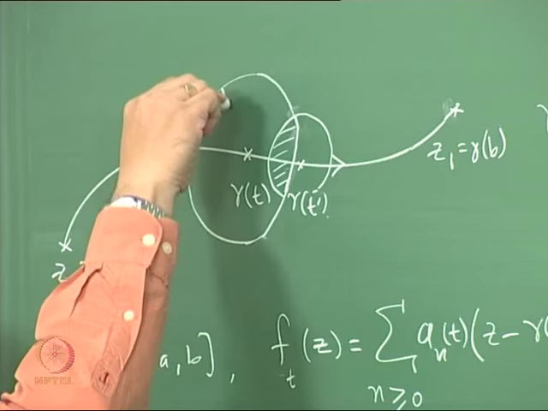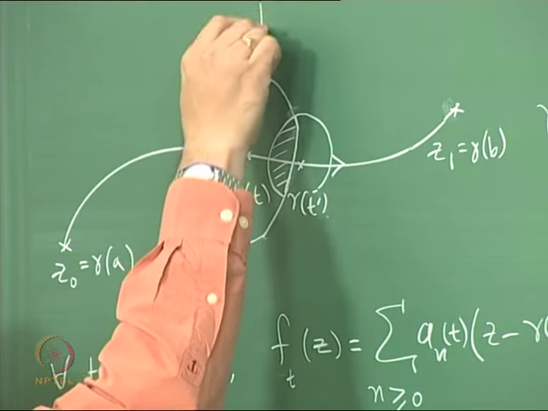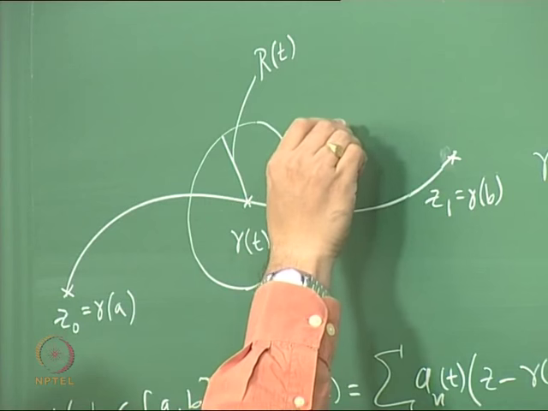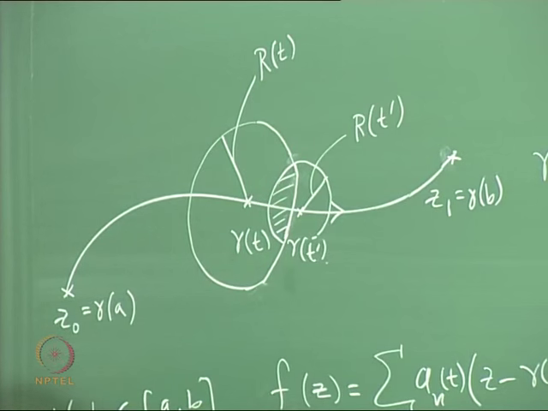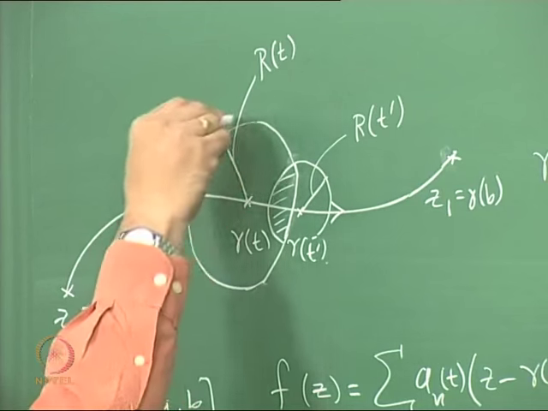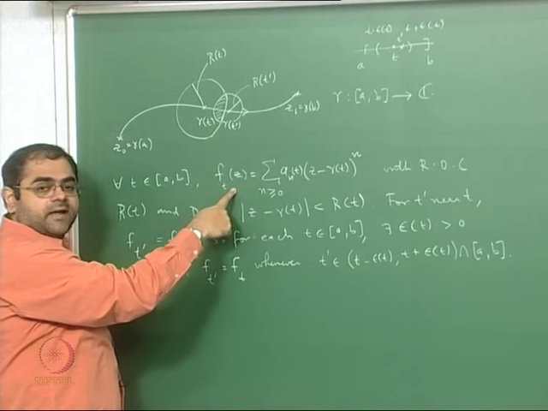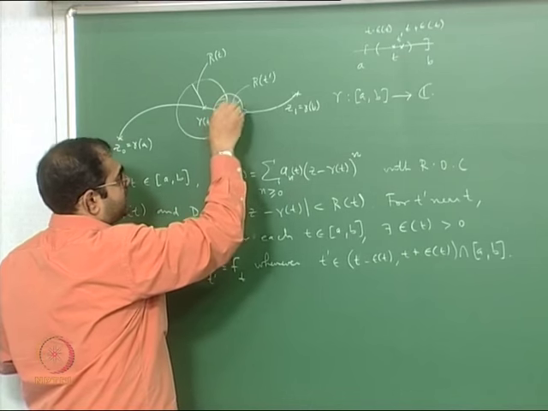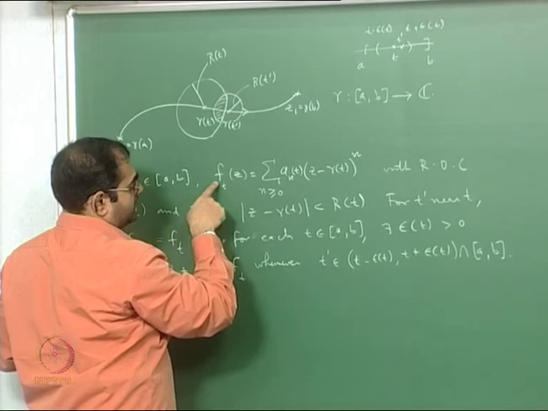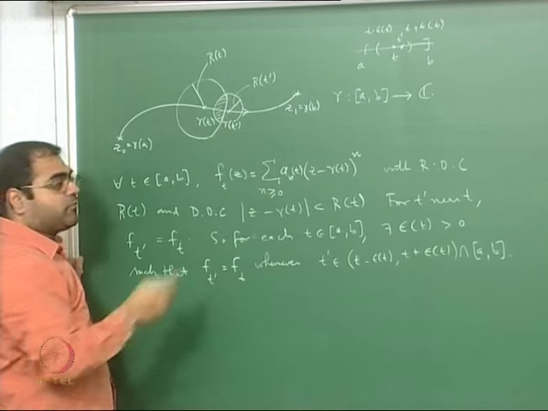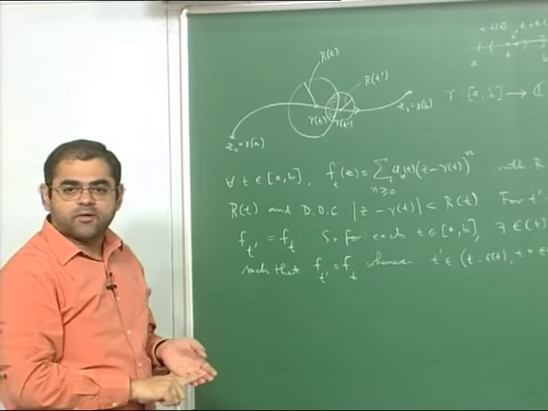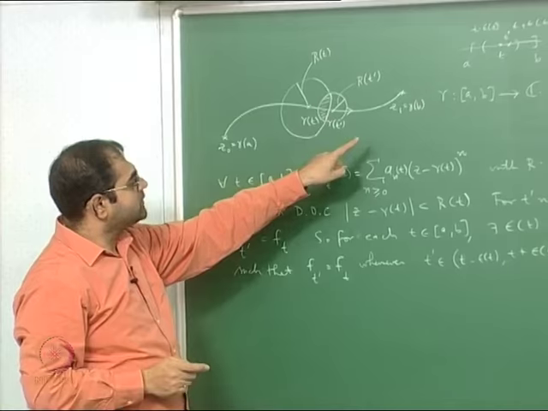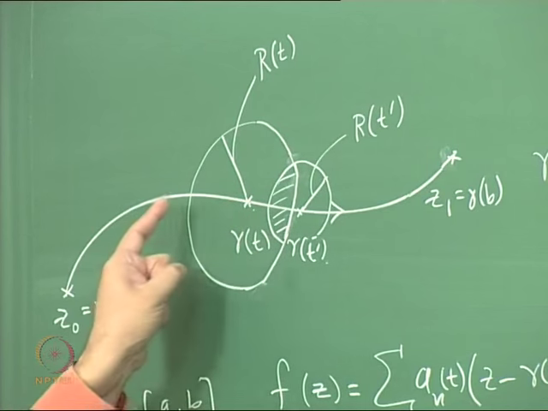So at gamma t, this is the disk of convergence with radius of convergence equal to r t, and at gamma t prime, I have another disk of convergence with radius of convergence r t prime. In the first disk, I have f_t, which is an analytic function of z with this power series expansion. It's the Taylor series expansion of f_t, and in the other disk I have the power series f_t prime. What I want is that in the intersection of these two disks, f_t and f_t prime are the same. I want this to happen for all t prime sufficiently close to t.